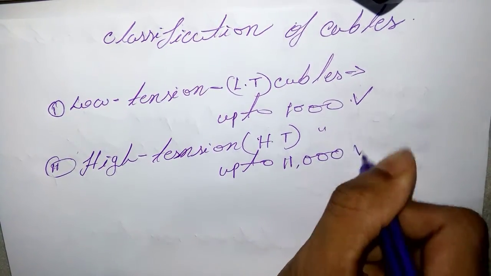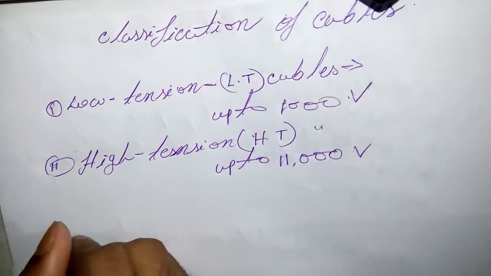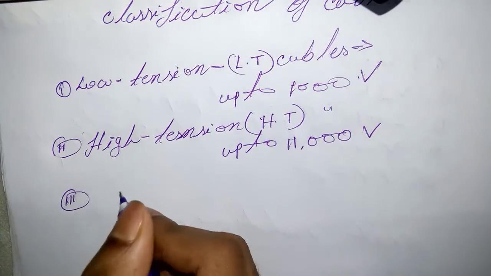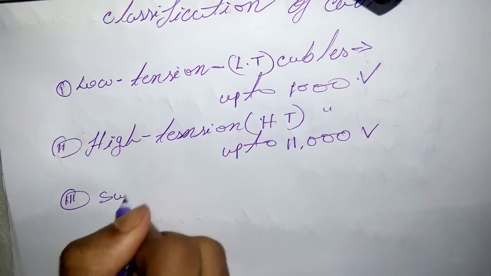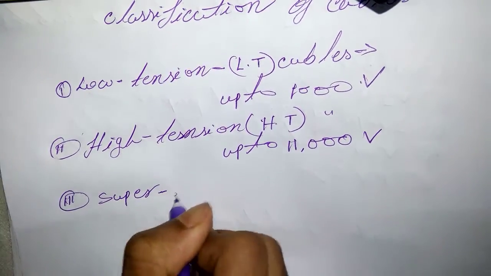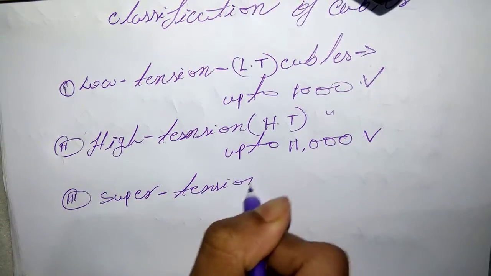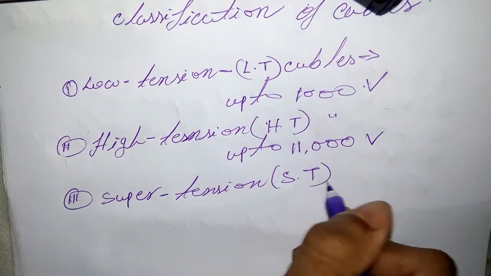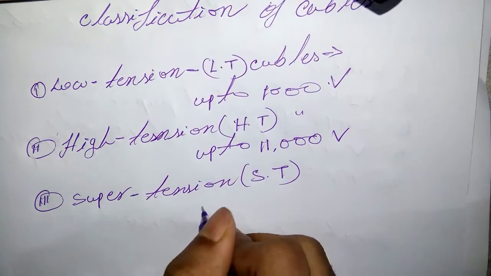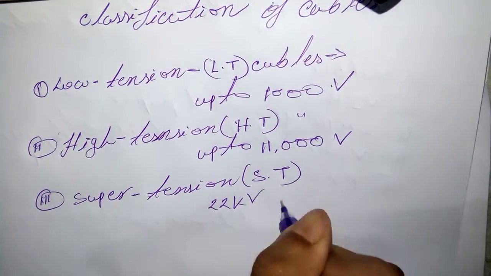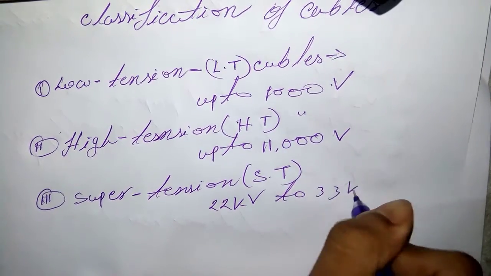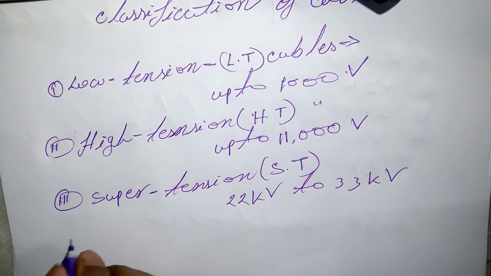11,000 volt. After that, the third one is supertension cables, in short ST cables. So it's from 22 kV to 33 kV. Clear?